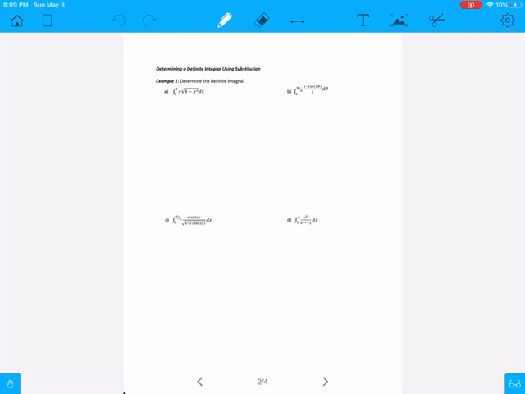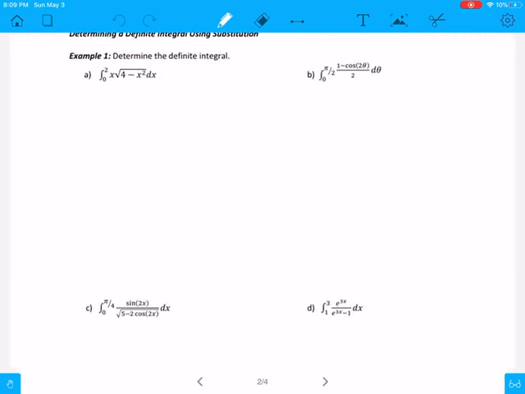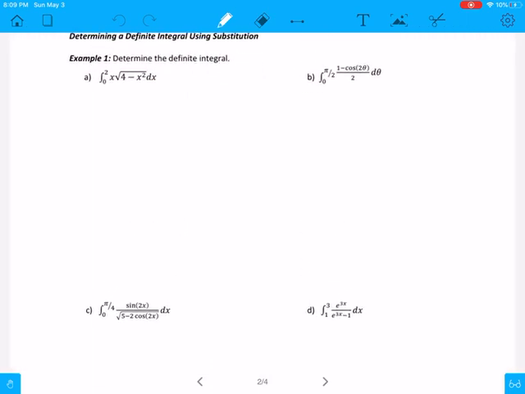Okay, this is the second lesson of the week, determining a definite integral using substitution. So the catch here is that we're going to have to use a u, because we're going to use substitution to do it. I'm going to do a and b and e and f.